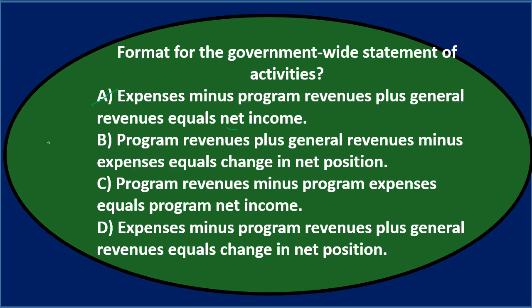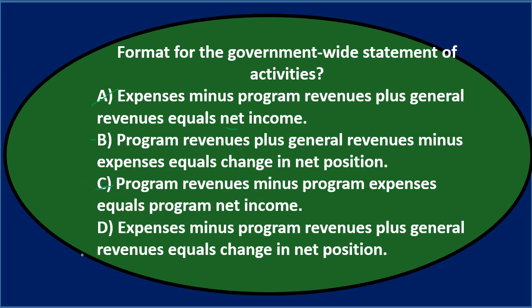B says program revenues plus general revenues minus expenses equals change in net position. So that's going to be the net position used in the rest of them. So I'll keep that one for now. And then C says program revenues minus program expenses equals program net income. And again, net income doesn't seem like the one. And now we have program revenue and expenses. So I don't think that's going to be the one.